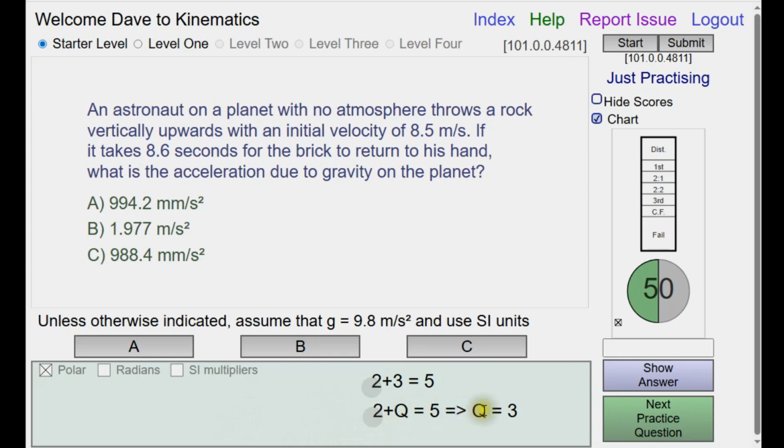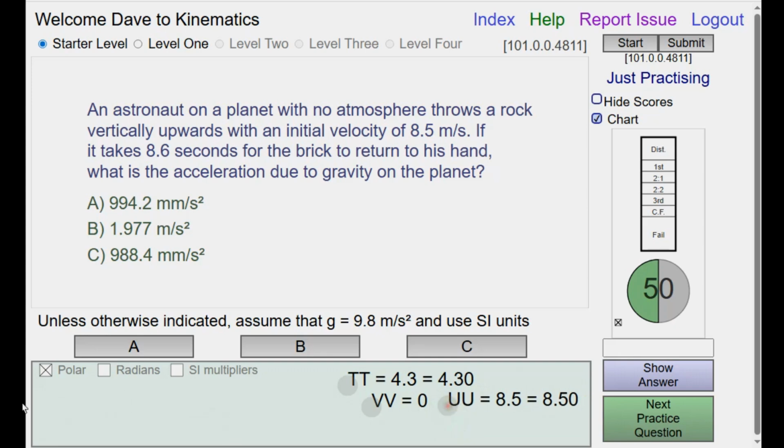Once it knows that q equals 3, I could ask it what is 2 times q, and it would tell me 6. So, for example, we could use that feature in this equation here by defining the time as being 4.3 seconds. I'll call that tt. The final velocity, vv, is 0. The initial velocity, uu, is 8.5 meters per second.